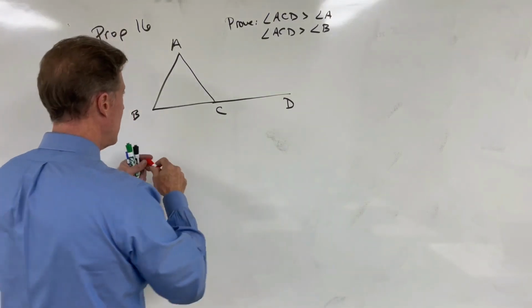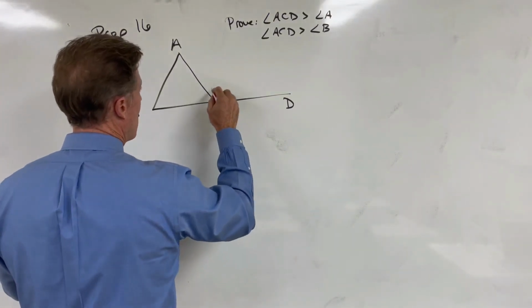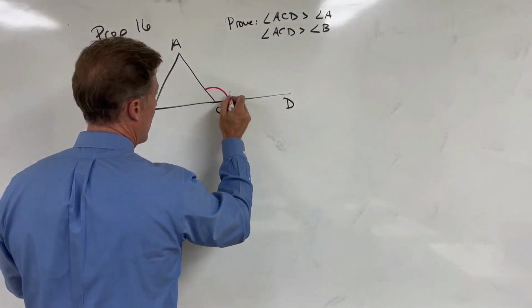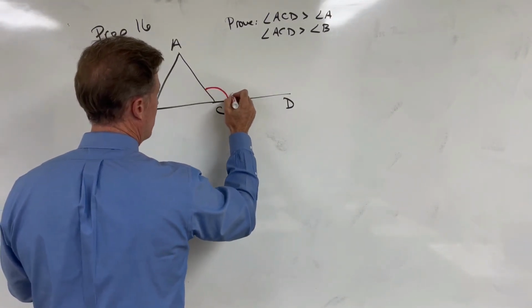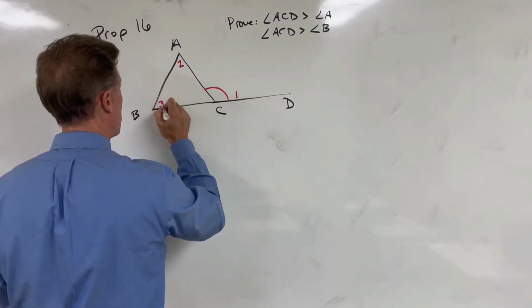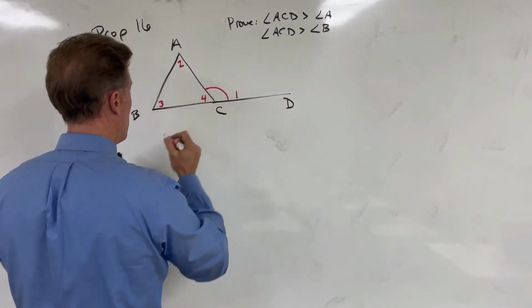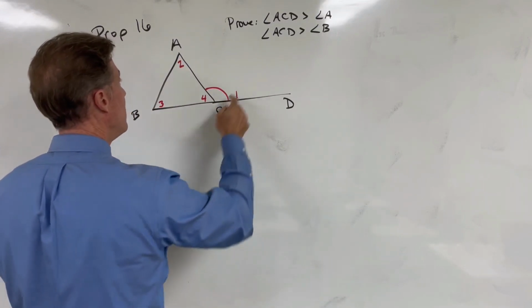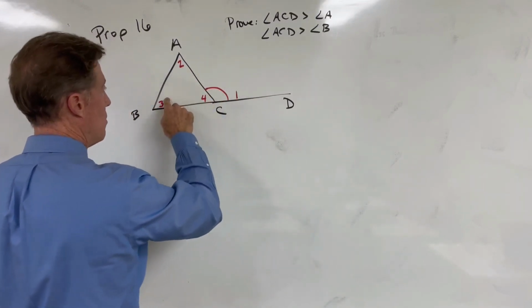So let's label these. Let's call this angle here our exterior angle, angle 1. Let's call this angle 2, angle 3, angle 4. So we're going to prove that angle 1 is greater than either 2 or 3.